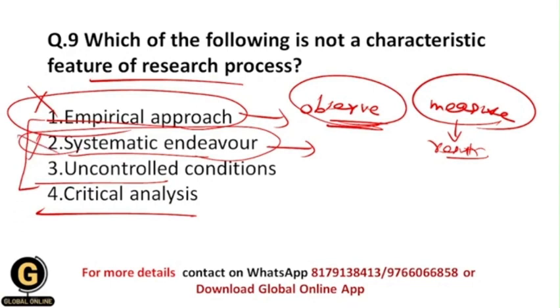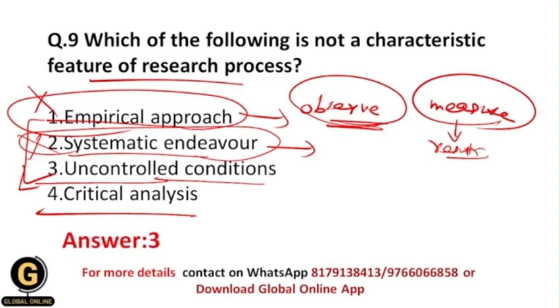Uncontrolled conditions: within the research process we have controlled conditions, because under these controlled conditions we can manually manipulate the independent variables, and we get the effects on the dependent variables, and for that we need controlled conditions for our variables under study. That's why this is not a characteristic of research process, because a research process has controlled conditions. So uncontrolled conditions is not a characteristic feature of research process. So this is the correct answer to this question.